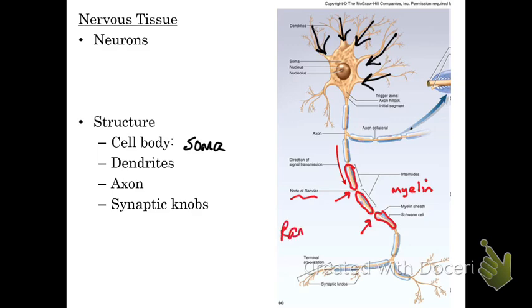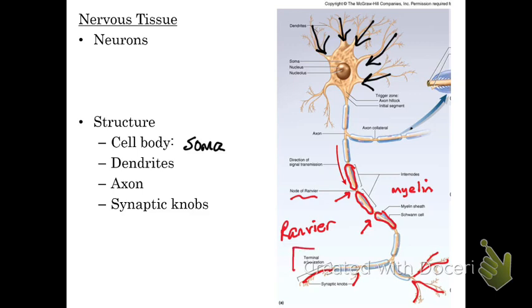Ranvier, nice French word. Okay. At the very end of the axon, there are some non-myelinated extensions. These small extensions have 3 different names by which they go.